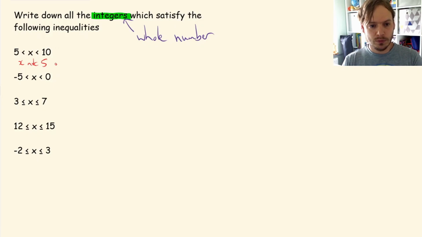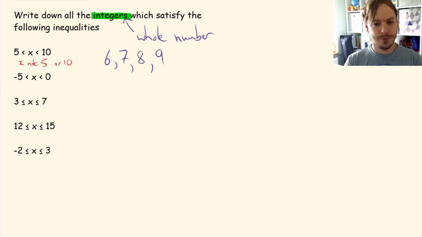Or 10. It isn't 10 because there's no equals line down here. So x can't be 5, it can't be 10. What it has to be is bigger than 5 and smaller than 10. So what numbers are bigger than 5? Well, 6 and 7 and 8 and 9. But I can't carry on because after that I get to 10 and above. So these are the only numbers that sit in between 5 and 10.